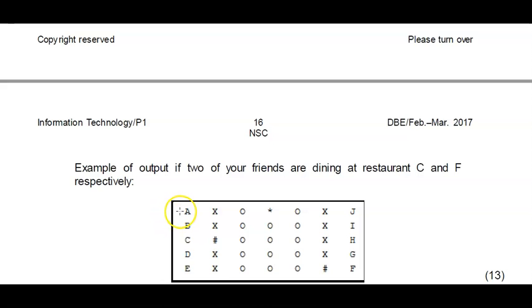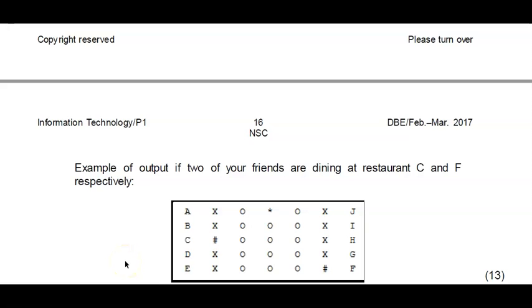Just take note of the order here of the restaurants. It goes A to E and then F to J upwards. And your combo box is also like that. So you are going to have it in alphabetical order from A to J.